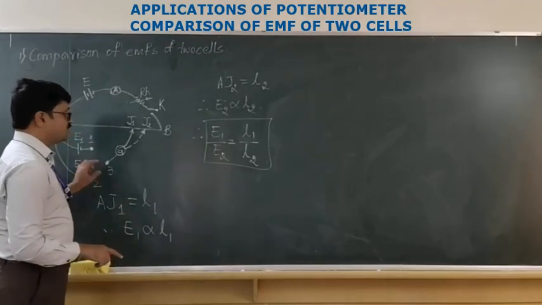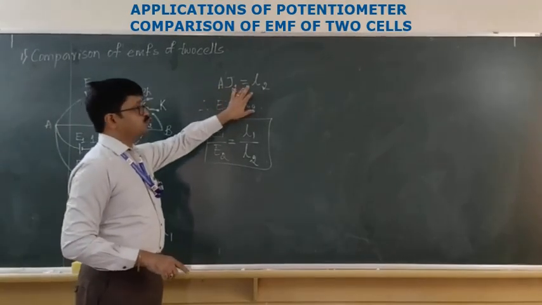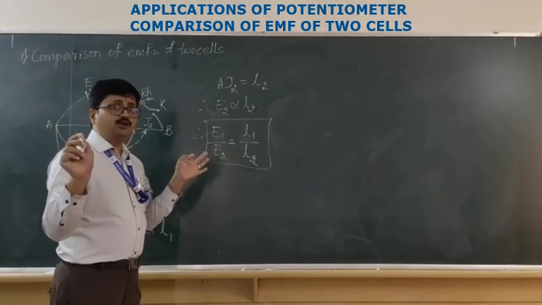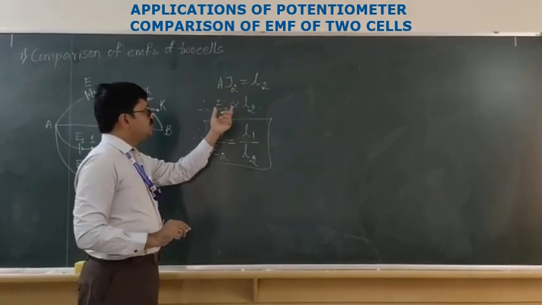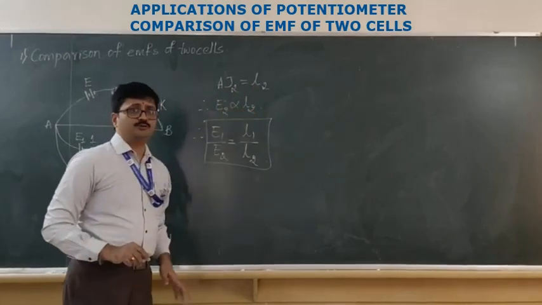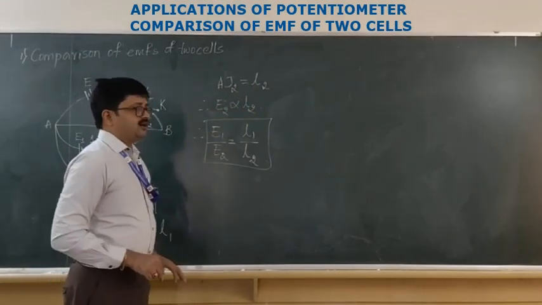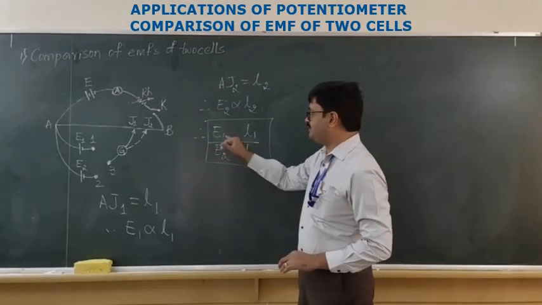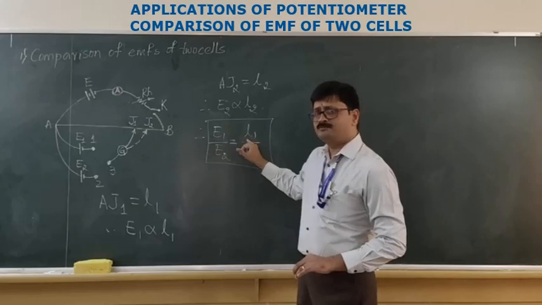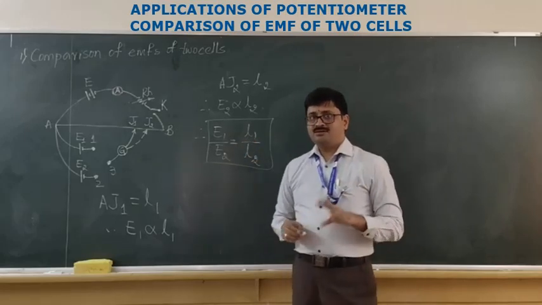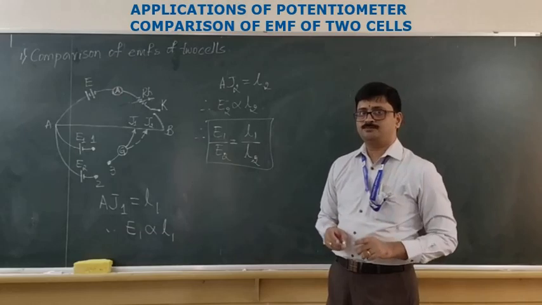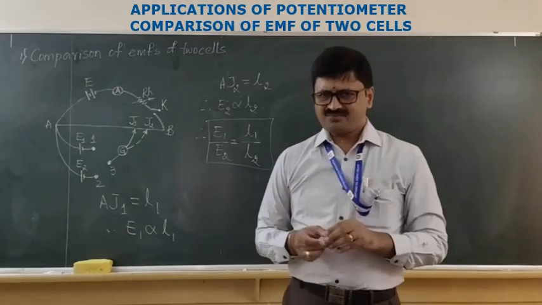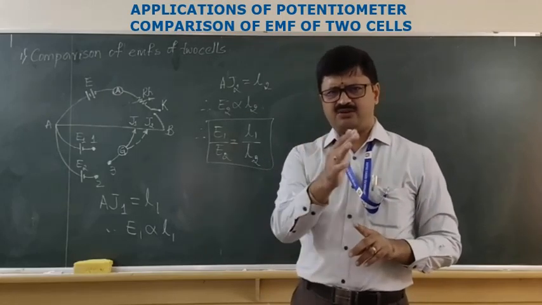Next, I will connect 2 and 3. Then here AJ2 will be the null length, or the balance point length. So AJ2 is equal to L2, and therefore E2 is directly proportional to L2. Thus, if I take the ratio E1 to E2, then very clearly E1 divided by E2 will become equal to L1 by L2. Now, this is application number 1 for you. I hope this particular application is clear to you all, right? It's quite easy, like a cakewalk.